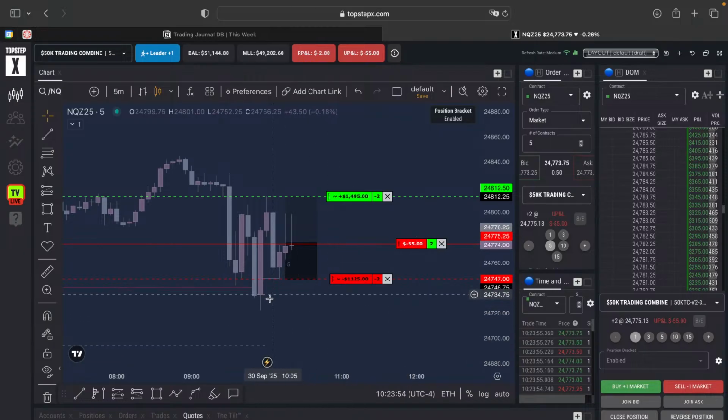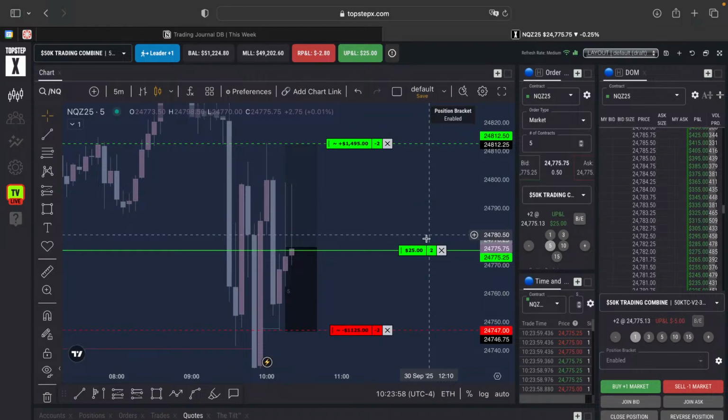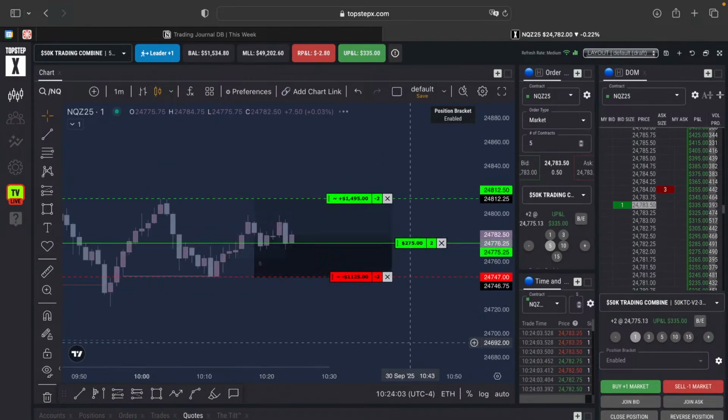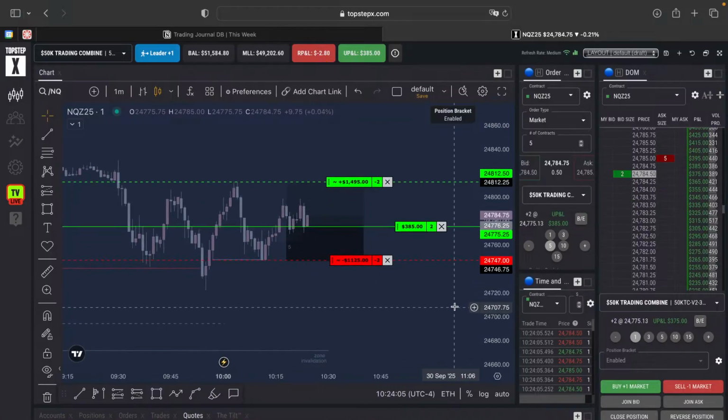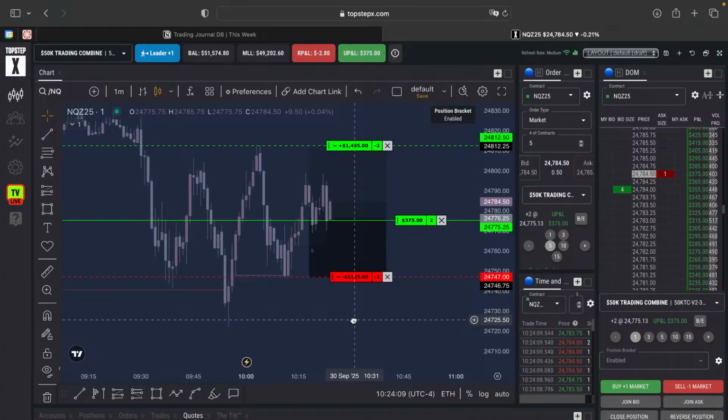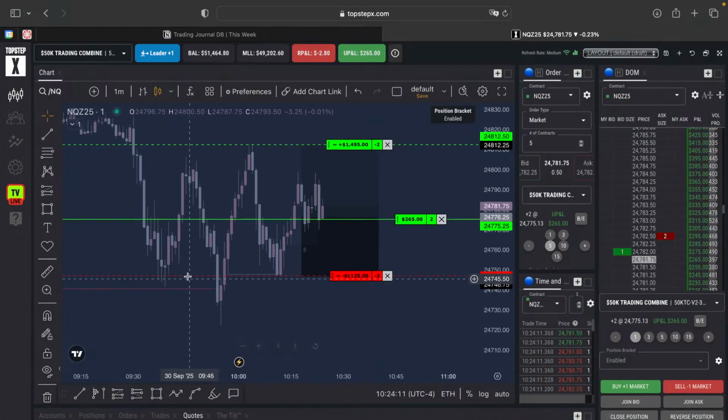Because the truth of the matter is, there actually isn't a confirmation to get into this trade yet on the 5. There actually isn't one. But when I look at the price action model on the 1, everything that we wanted to see was present.